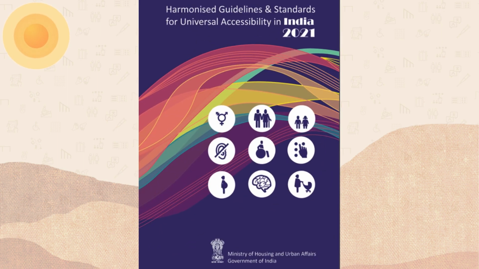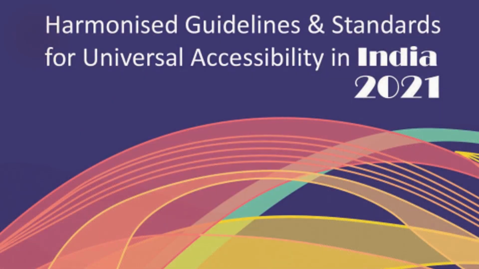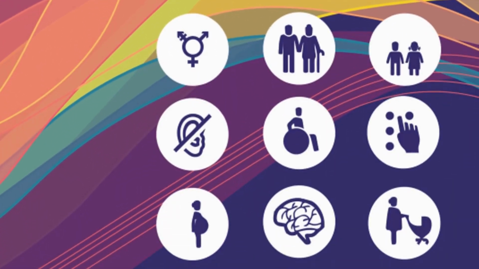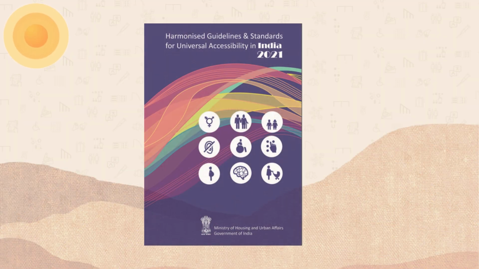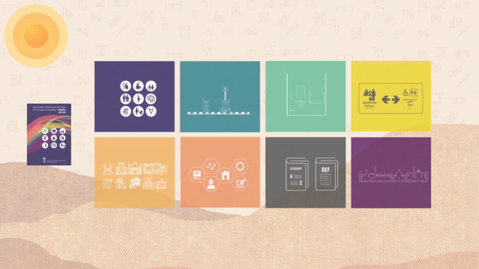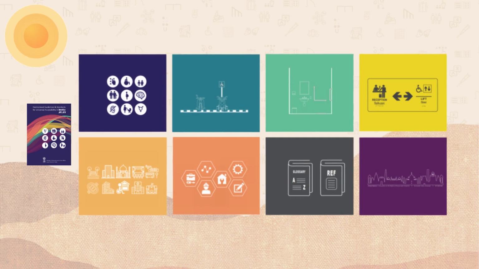One of the most preferred guidelines for universal accessibility is the Harmonised Guidelines and Standards for Universal Accessibility India 2021, published by the Ministry of Housing and Urban Affairs, Government of India. The guidebook has various sections that align the reader with different aspects of universal access.